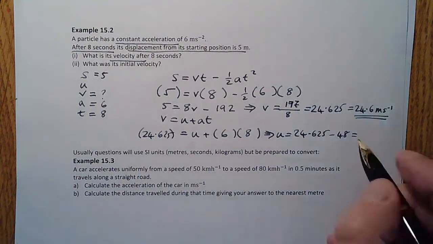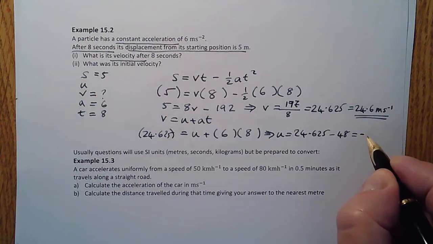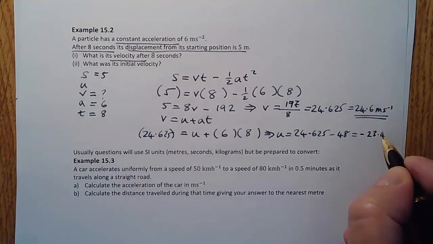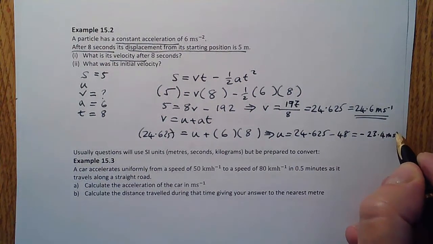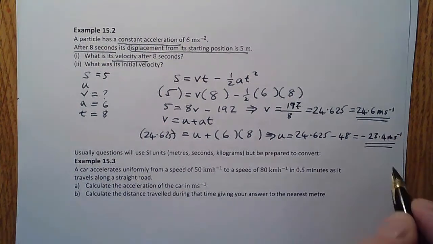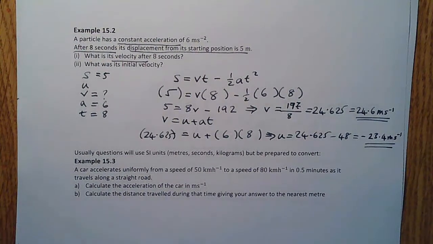And if you do this subtraction, you get minus 23.375, which is minus 23.4 meters per second to 3 significant figures. Give it its units, round correctly, and we are done.